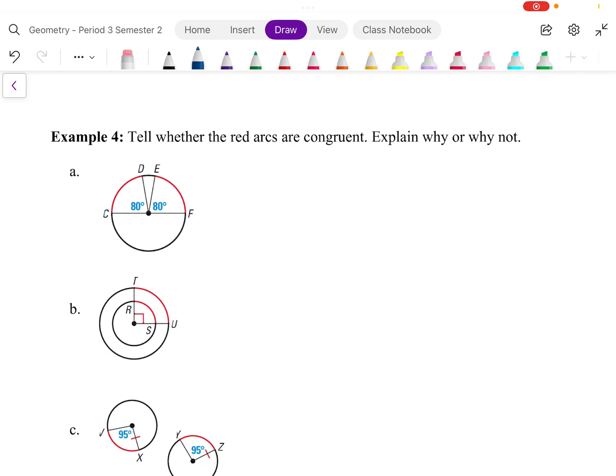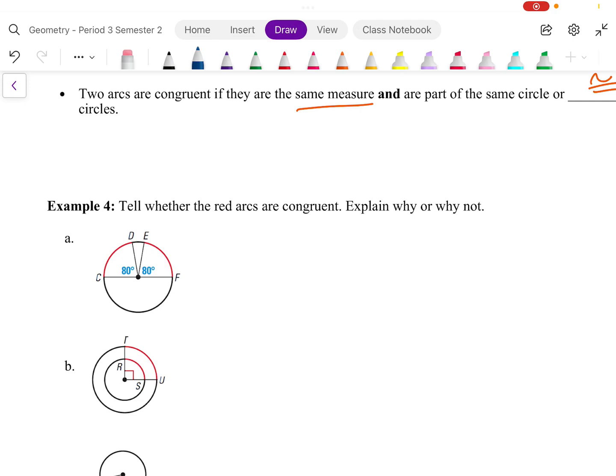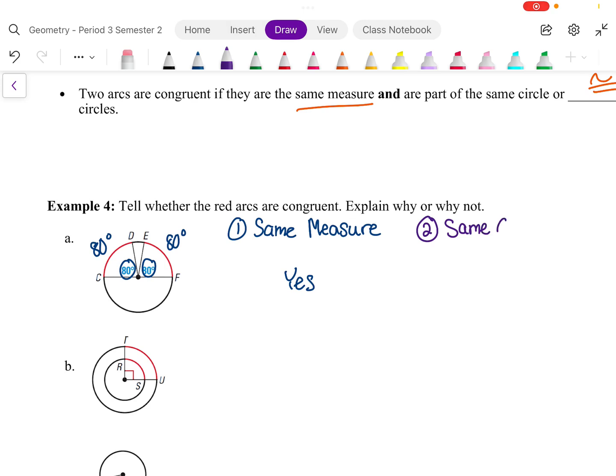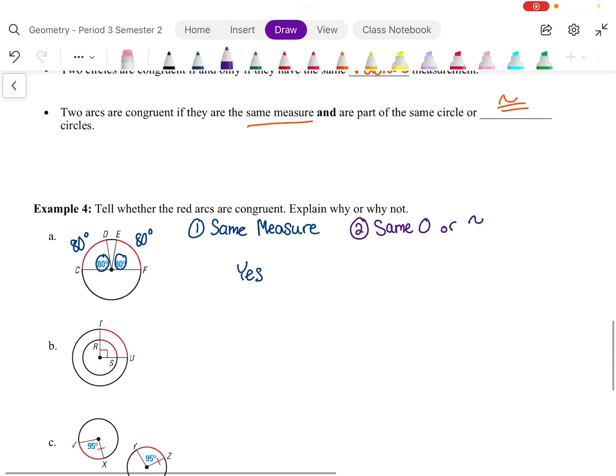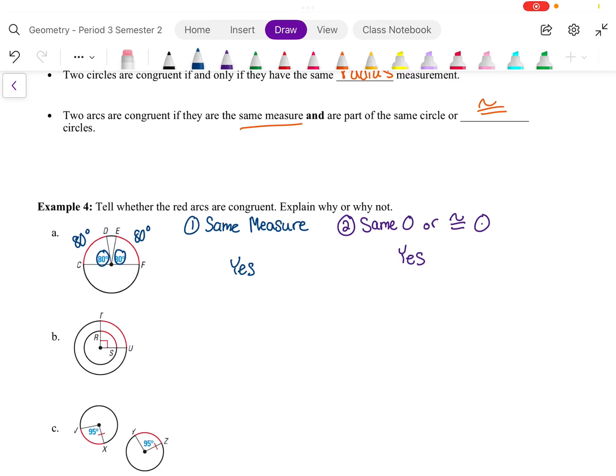So if they're congruent, they have to first have the same measure. So 1, same measure. And for this one, they are both 80 degrees. So this one, yes, they have the same measure. Then for part 2, they need to be in the same circle or congruent circles. And if we look at this one, they're both in the same circle, so yes, they are. If both of these are yes, then we can say arc CD is congruent to arc EF. If one of them is no, then they are not congruent.